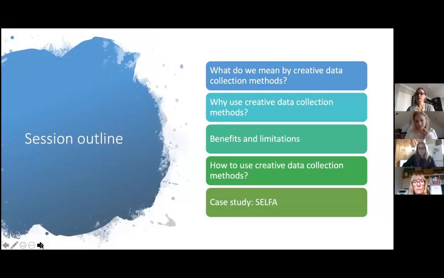by just going through what we mean by creative data collection tools, why you might want to use them, benefits and limitations, how to use creative data collection methods, and what different methods are out there. And then I'll hand you over to Emma and to Sam to talk about SELFA.